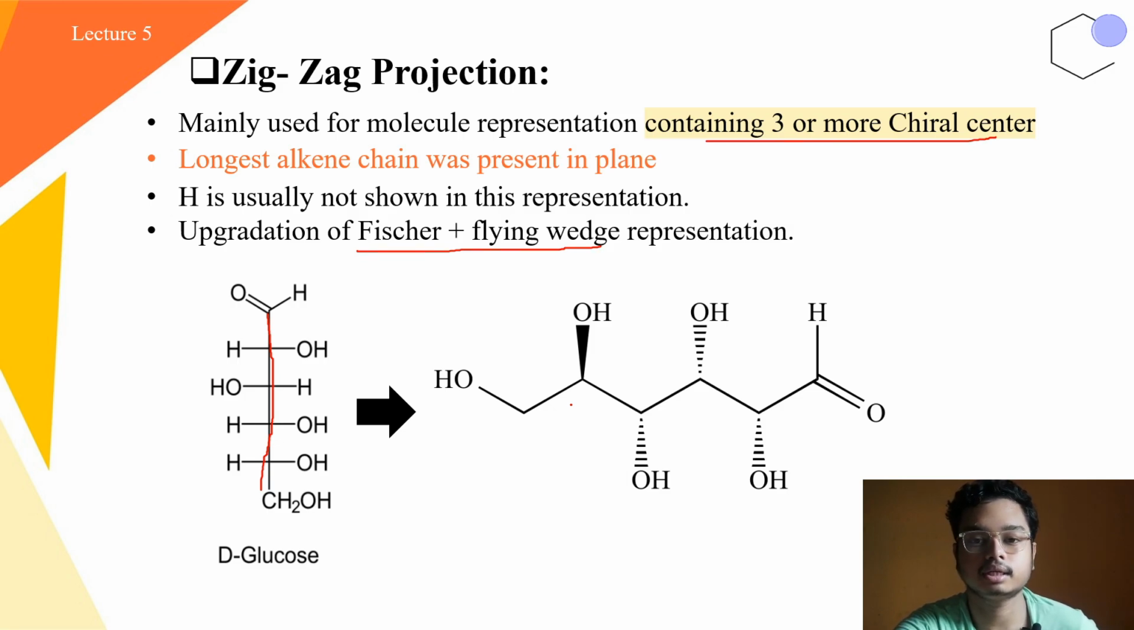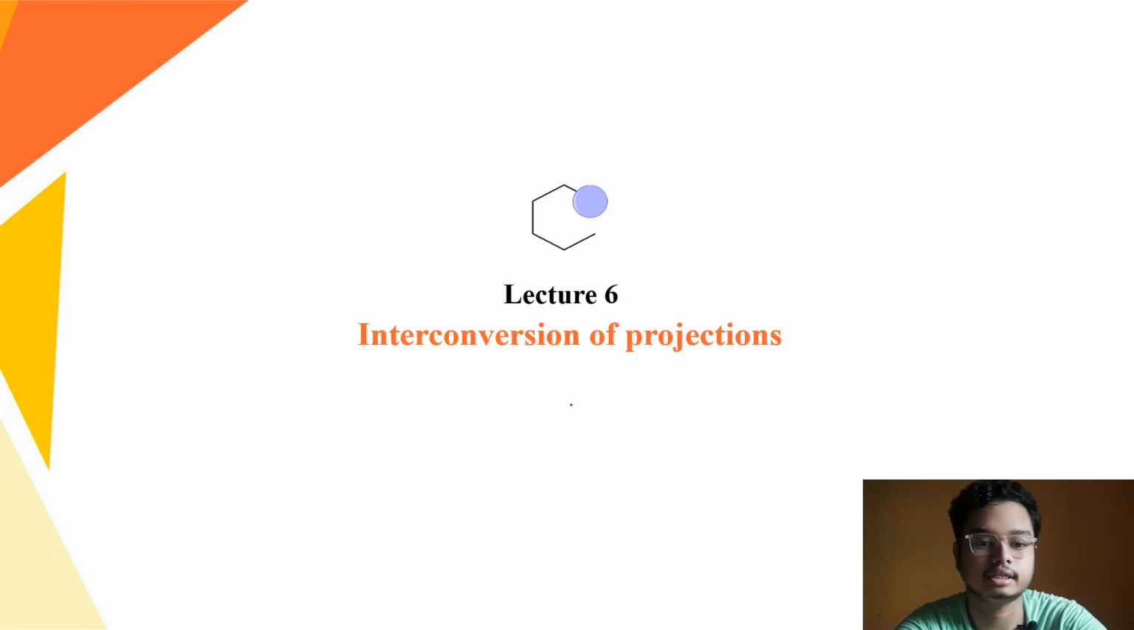So in this lecture we have learned five different projection formulas. I hope this is clear. In the next lecture we will talk about the interconversion of projections, how we can interconvert from Fischer to Sawhorse, Sawhorse to Newman, and Fischer to flying wedge, and vice versa. So stay tuned for that lecture.